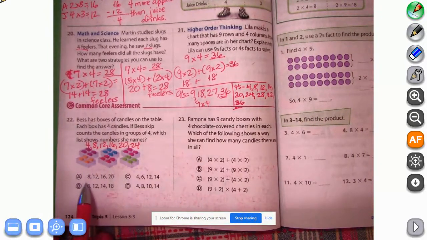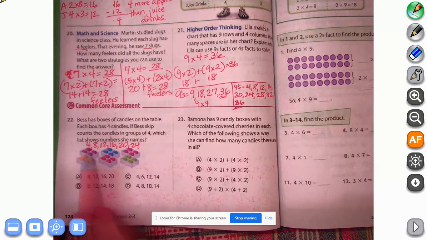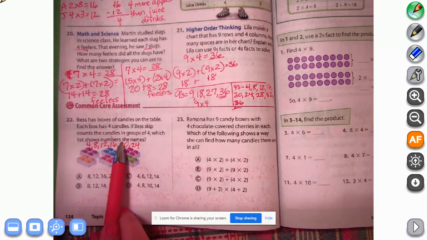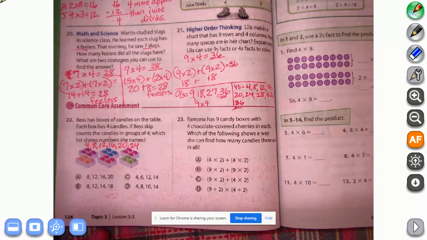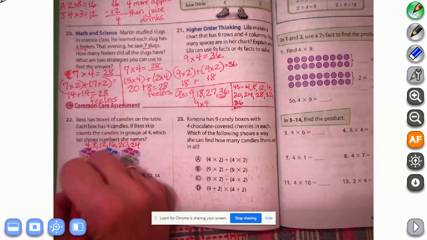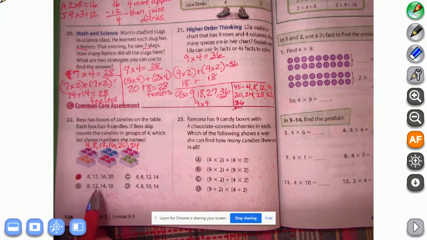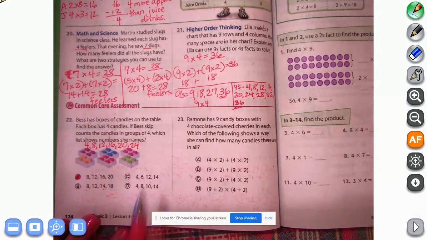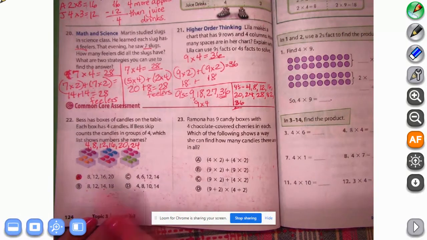Okay, so let's look down here and see if we see any of the numbers that she named up here. 8, okay, 12, 16, and 20. Okay. Which list shows the number she names? Okay, that's definitely one of them. Let's check the others. 8, 12, 14. Nope, that doesn't work. 4, 6, 12. Nope, that doesn't work. 4, 8, 10. Oh, that doesn't work. So just A.